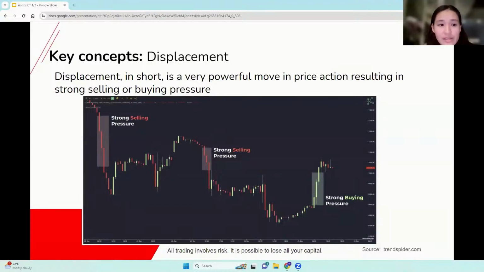If you think about it as what we've been going through normally, which is your support and resistance levels, it's pretty easy to catch. But let me know if you guys have any questions so far.